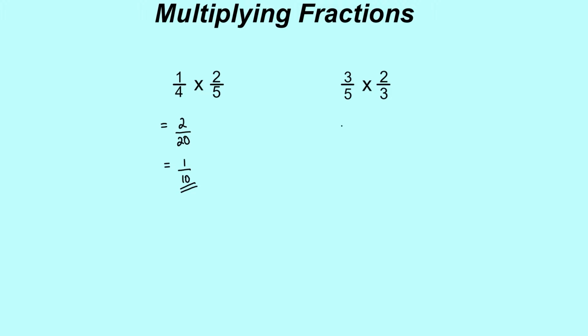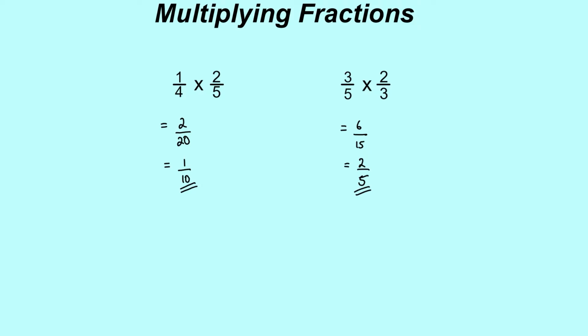simplified fraction. Same idea with the second one, so we're doing top times top, 3 2s are 6, and then the bottom times the bottom, 5 times 3 is 15. And we end up with two numbers that are both in the 3 times table. So here we can divide by 3 on top and bottom to get 2 over 5.